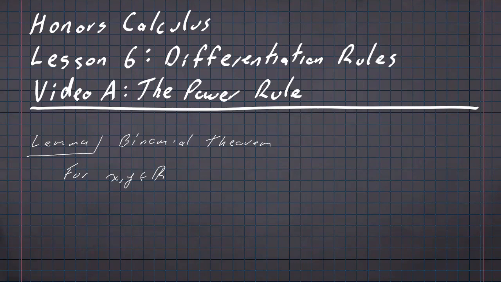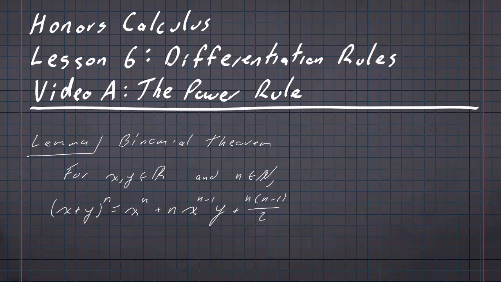It tells us that if we have two real numbers, x and y, and a positive integer n, then if we take x plus y and raise it to the n power, we get this expression that starts off with x to the n plus n times x to the n minus 1 times y plus n times n minus 1 over 2 times x to the n minus 2 y squared. And we can expand out and we get this pattern of coefficients. And it's going to be a symmetrical pattern. So when we get towards the end, we're going to end up with n times x times y to the n minus 1. And our last term is going to be y raised to the n power.